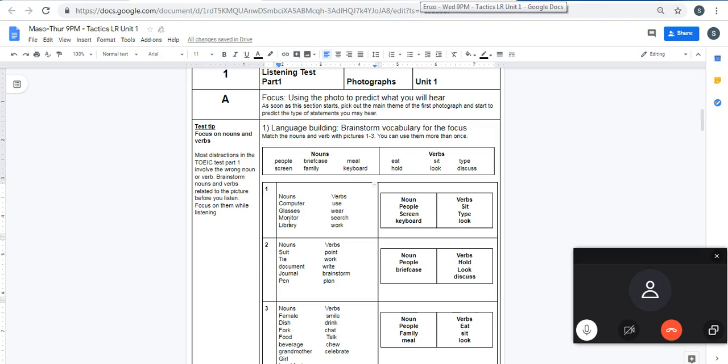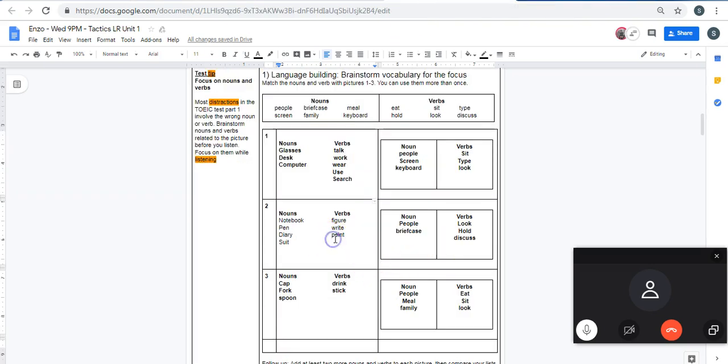Maybe plan. It's like they're planning something. Okay. Maybe. Yeah. Alright, so for picture 3, cup.